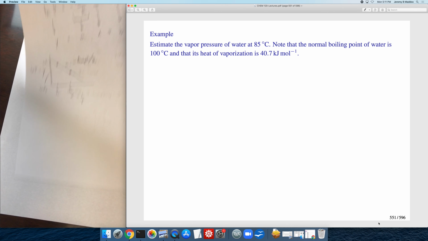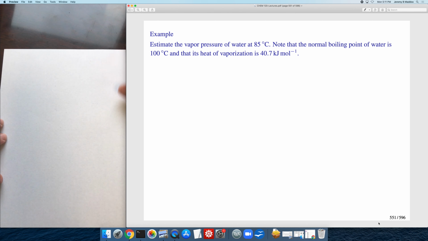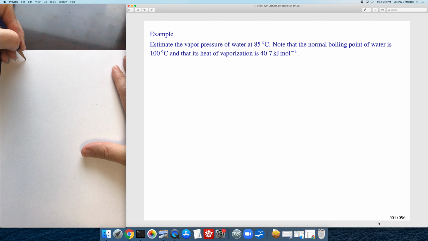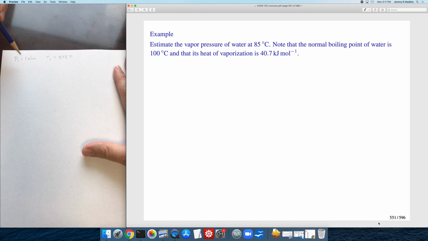So here we're being asked to estimate the vapor pressure of water at 85 degrees Celsius, given that the boiling point at a pressure of 1 atmosphere is 100 degrees Celsius. So for a vapor pressure of 1 atmosphere, the temperature corresponding to that would be 373 Kelvin. Or I should say, at 373 Kelvin, the vapor pressure of water is 1 atmosphere. They want us to calculate the vapor pressure of water at a different temperature.